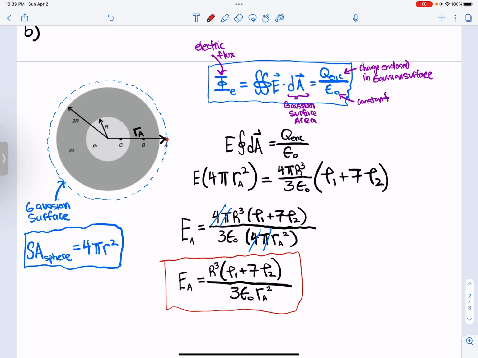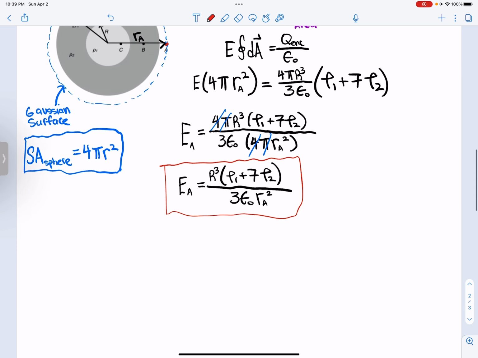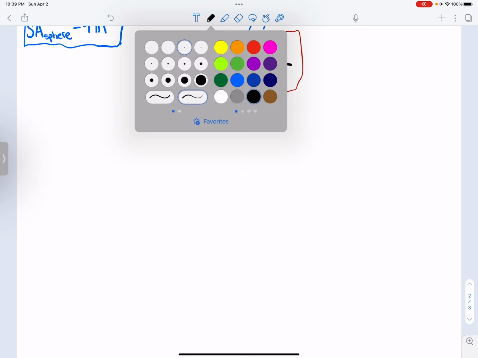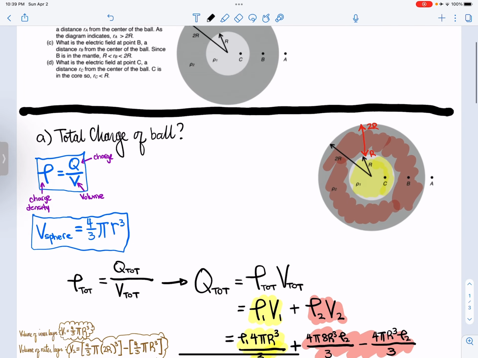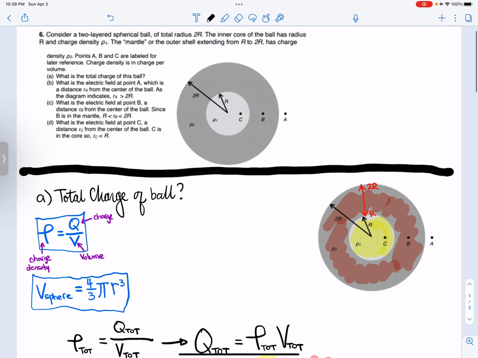So that is my final answer for part B. Okay. So part C. What is the electric field at point B, a distance of RB from the center of the ball? Since B is the mantle, RB is going to be between length R and 2R.